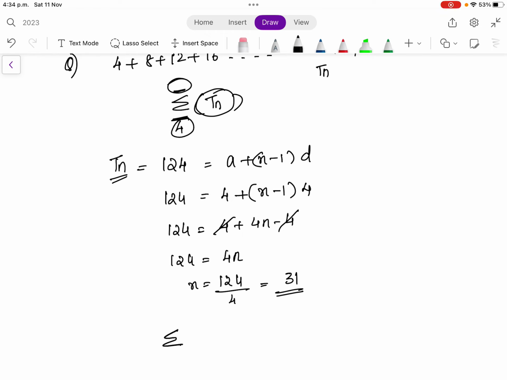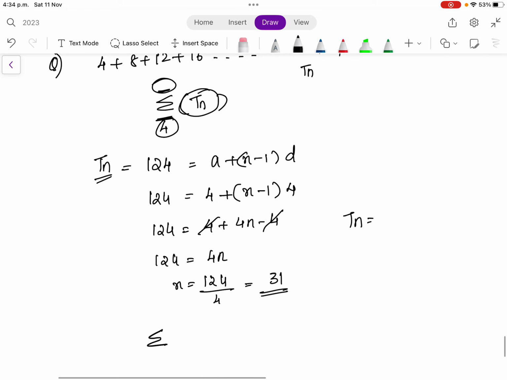So now I can write the sigma notation. And I need to find the Tn, which is nothing but, okay, Tn, we already have it. So Tn is equal to 4n. So for the sigma notation, what I can write is, for n is equal to 1, because it starts from the first one, n is equal to 1 to 31, because 31 terms, and 4n. So this is the sigma notation of the specific series.